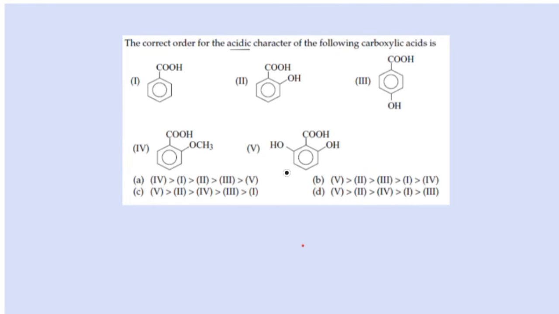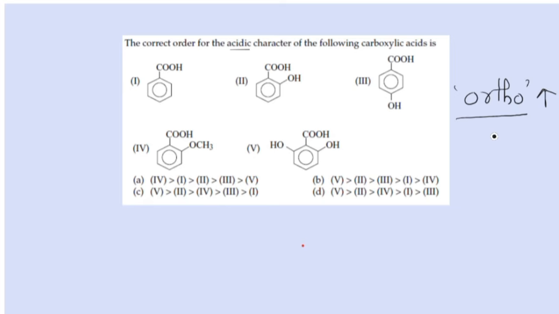Whenever you see a benzoic acid, always remember the ortho effect. What is the ortho effect? If there is any group at the ortho position, whether it is electron donating or electron withdrawing, it doesn't matter. If there is a group at the ortho position, it always increases the acidic strength of the corresponding carboxylic acid. Why is it so?